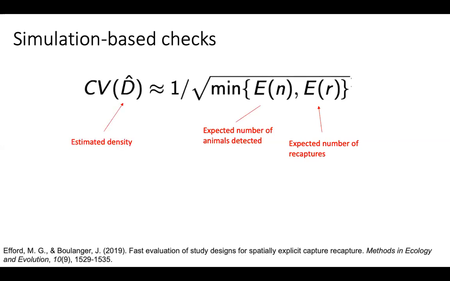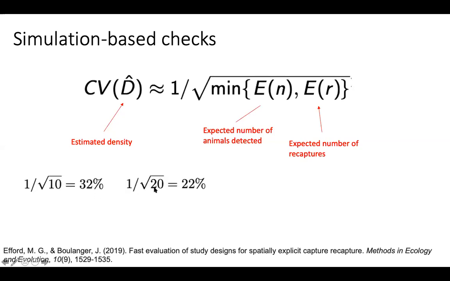What's even better is that there's a recent paper, which I've listed down below, by Effort and Boulanger, that relates these sample size numbers to the variance of density estimates. And basically, the variance of density estimates is a function of the number of animals you see and a number of recaptures. That's an approximate relationship. So if you get at least 10 animals and get at least 10 recaptures, you can expect a CV of density of about 30%, 32%.